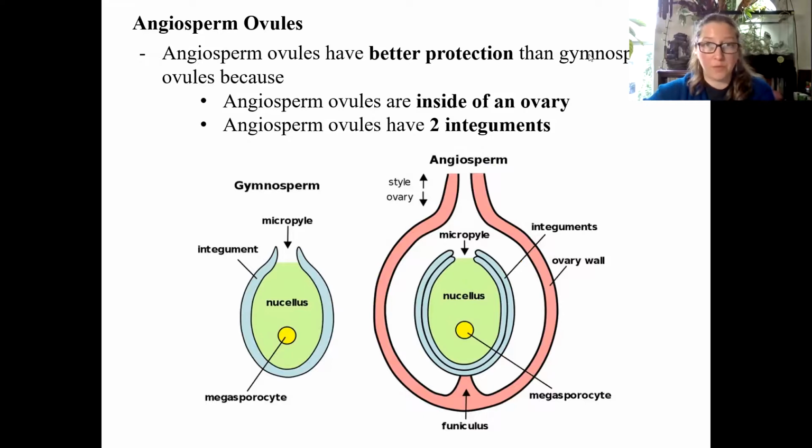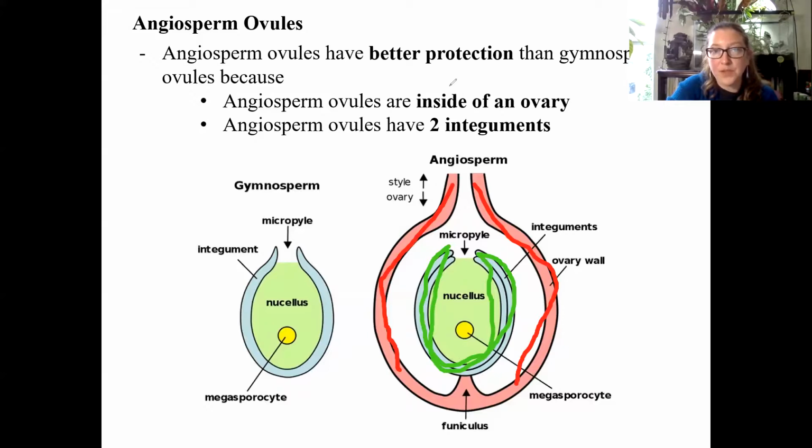But the point is that ovules are better protected, right? They're inside of a structure called an ovary, and the ovule has 2 integuments. Oh, sorry. I got carried away. Started thinking about this lecture. This is the ovary. Sorry. I got excited. And then look, here's your integuments in here, right? 2 of them. And so the ovule is much better protected than it was in the gymnosperms, which is on the left.